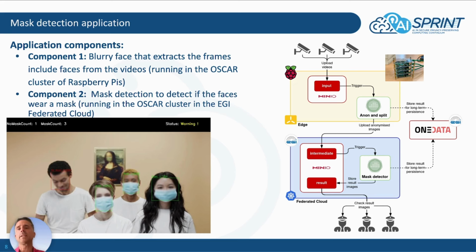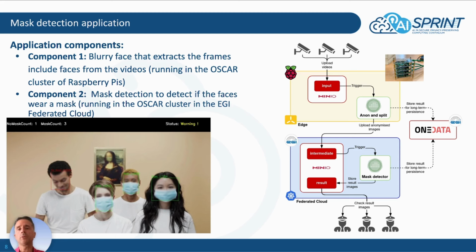Now, if we focus on the mask detection application, we can have a couple of components. The first one blurs the faces and extracts the frames from the videos, and this can be run in an Oscar cluster of Raspberry Pis. This can of course also run on a cluster that can be deployed on a public cloud.